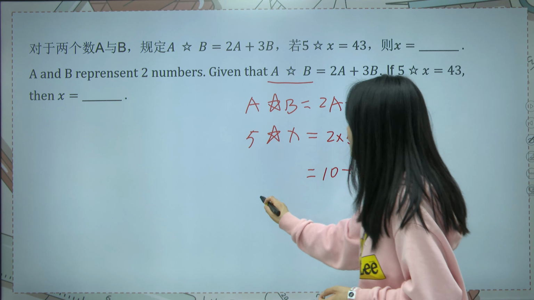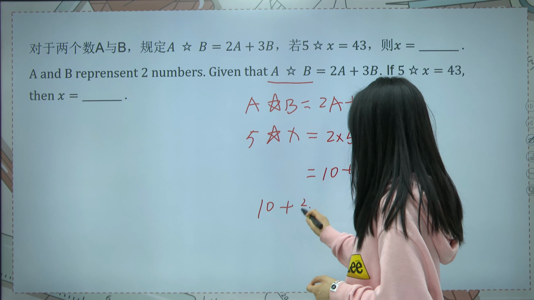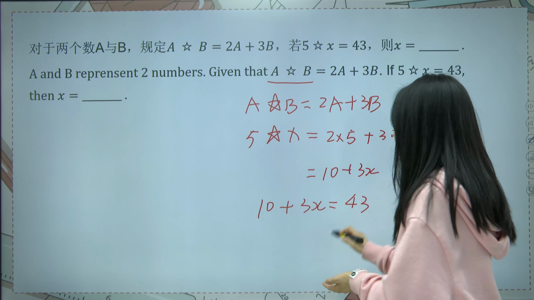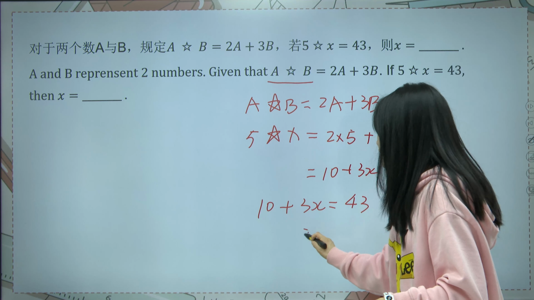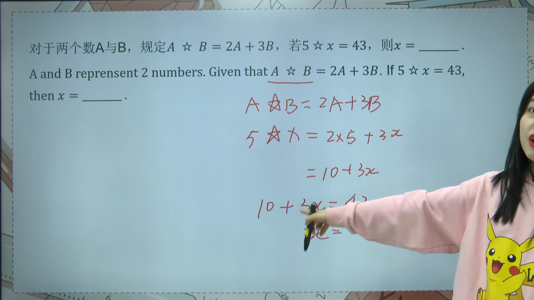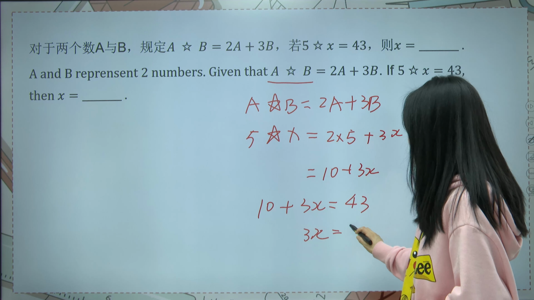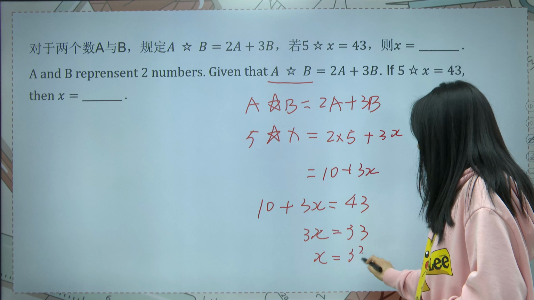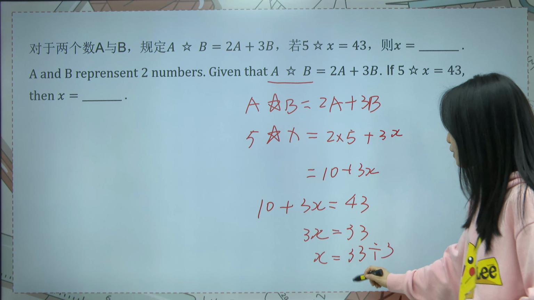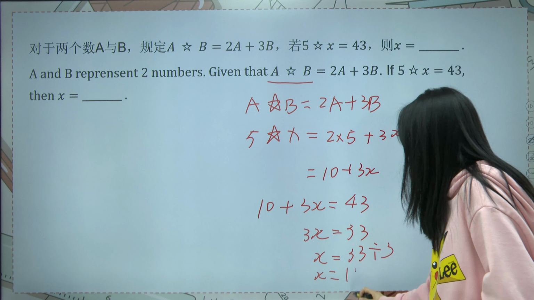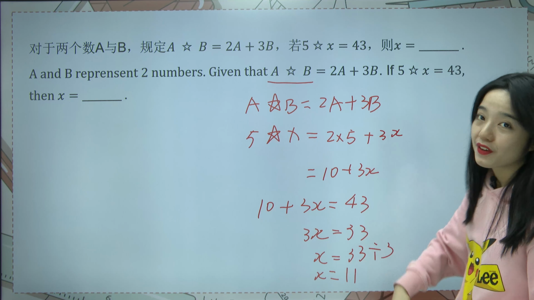It's just like you get an equation here and just solve it, you can find the unknown. It's quite simple. So 3x equals, you just need to use 43 taking away 10. We can get 33 here. And for x, that is 33 divided by 3. So x should be 11. Now you see, not very difficult, right?